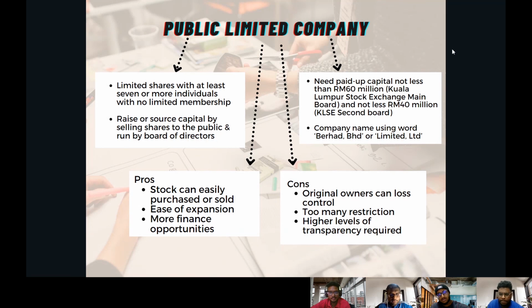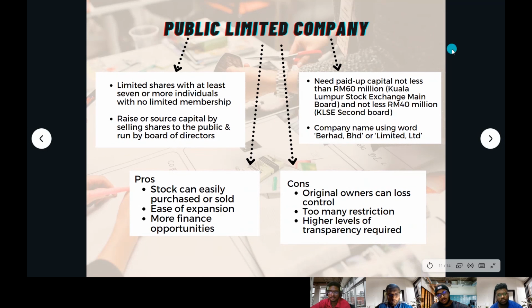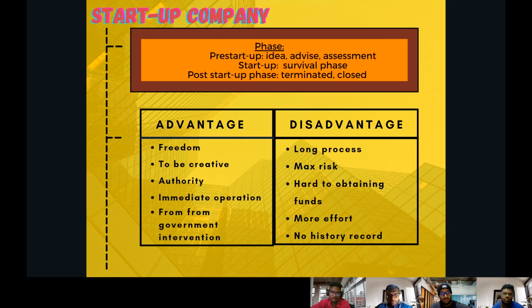The pros are stock can be easily purchased or sold, easy to expand, and more finance opportunities. Whereas the cons are original owners can lose their control over the company, too many shareholders, and a higher level of transparency requirement. That's all. Now I pass to Harish.